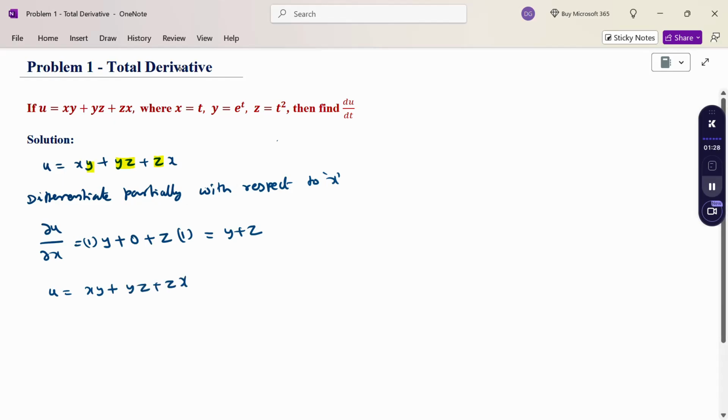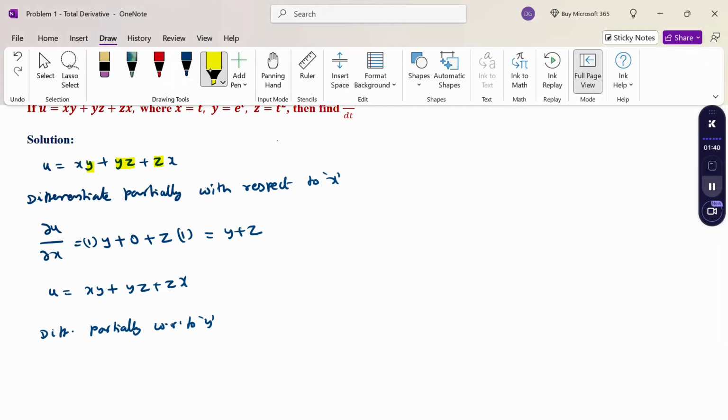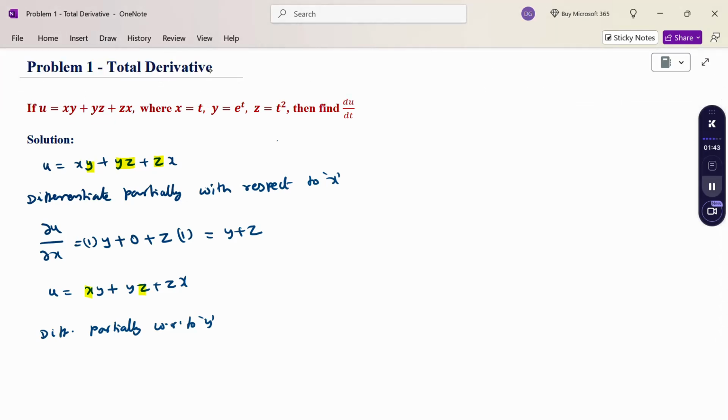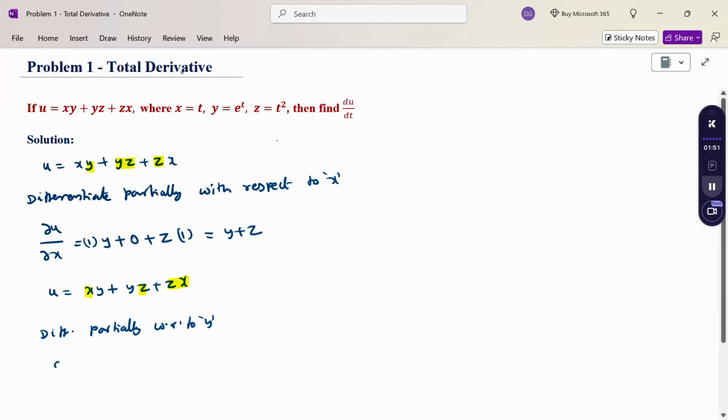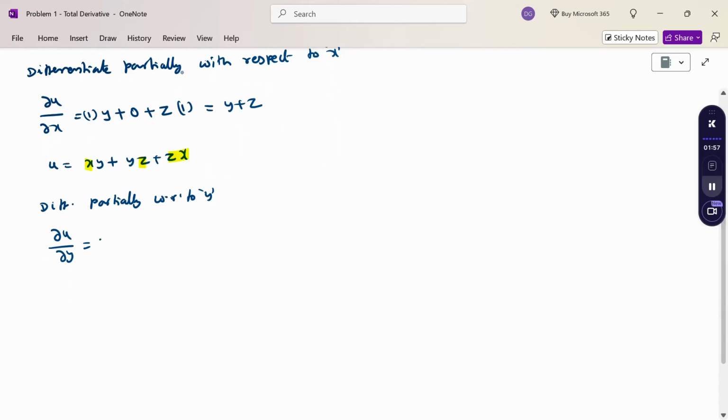Now differentiate u equals xy plus yz plus zx partially with respect to y. Then the other values are constants: x constant, z constant, and zx is a constant. Only y is the variable. Therefore, dou u by dou y equals x plus y's derivative 1, plus y derivative 1 with z constant, giving z, plus zx is a constant with value 0. Therefore, x plus z.